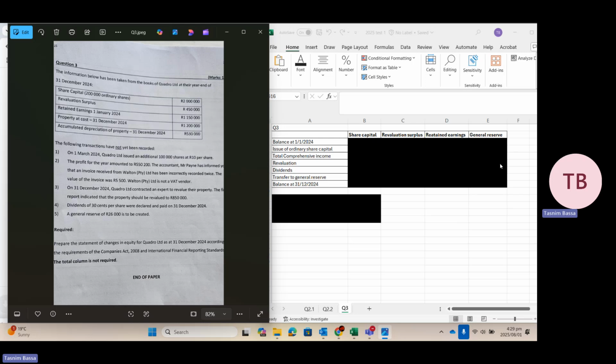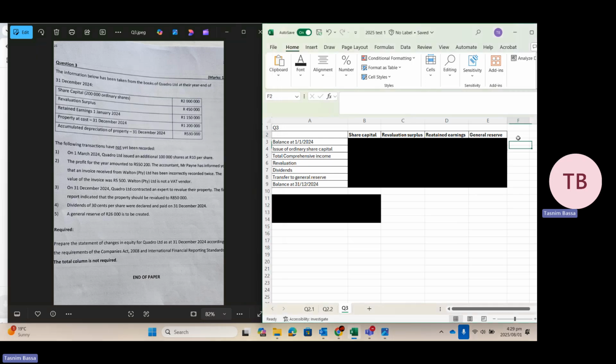In terms of these columns, like share capital, reval surplus, retained earnings, general reserve, that as well depends on the different types of equity that you have in your question. If they wanted a total column, it would be at the end here on the right-hand side. They didn't require a total column here, but of course, balances at the end of the year, you had to include that. So you start with balance at the beginning of the year, balance at 1st Jan 2024 in this case, because our year end is 31st December 2024. And then you'll end with your balance at the end of the year, 31st December 2024.